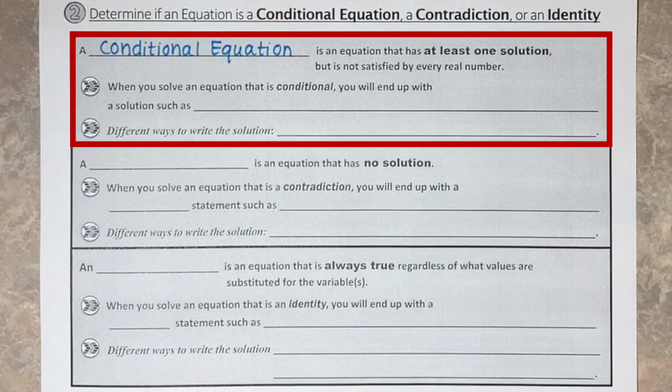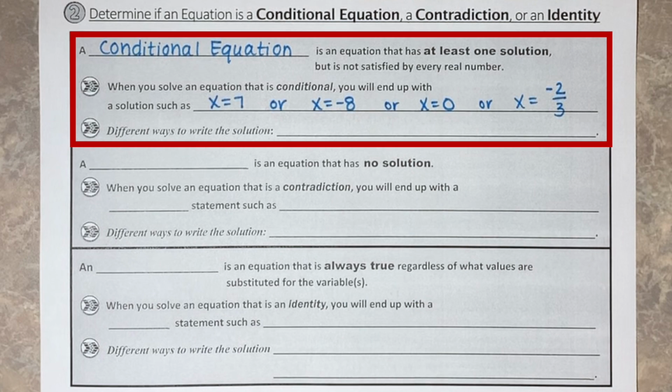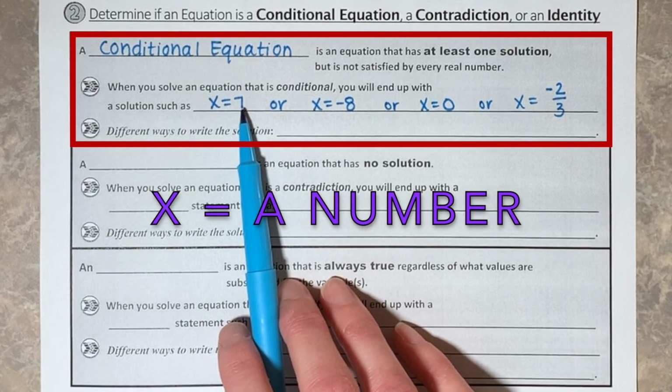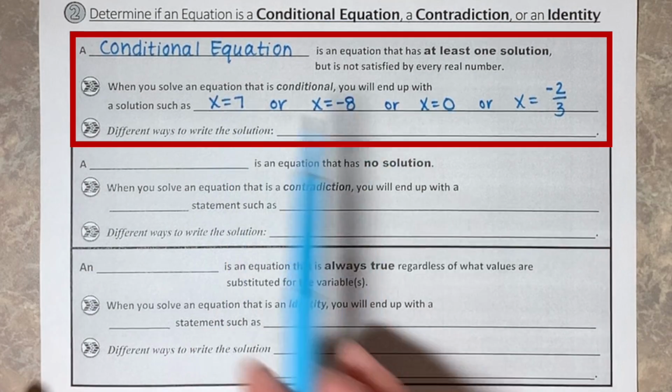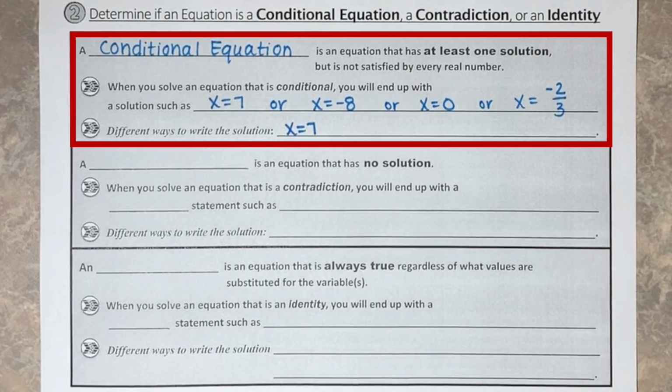When you're solving a conditional equation, you'll get an answer of the form x equals some number, such as x equals 7, or x equals 0, or x equals -2/3. These are just some examples, but again, when you're solving a conditional equation, your answer will be of the form x equals some number. When you have a conditional equation, the way that we typically write our answer, let's say you solve the equation and you get x equals 7. To write your final answer, you can simply write x equals 7, or you can write your answer using solution set notation, which looks like this. And we'll see examples of conditional equations shortly.